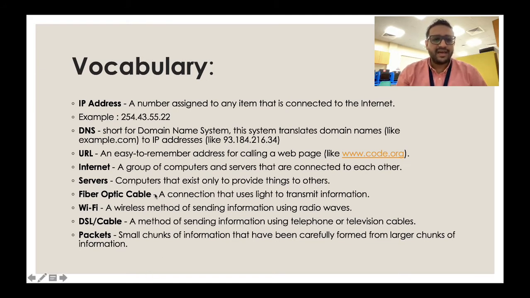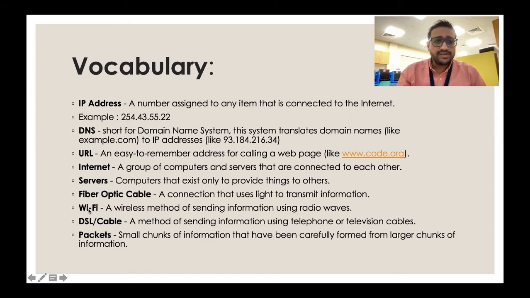Okay, fiber optic cable. I think you have already heard these things before. A fiber optic cable is a cable we use for the internet, a connection that uses light to transmit information. There is light on that cable sending the information. I think this is the fastest cable we're using now on earth, because it uses light. This is the newest one.